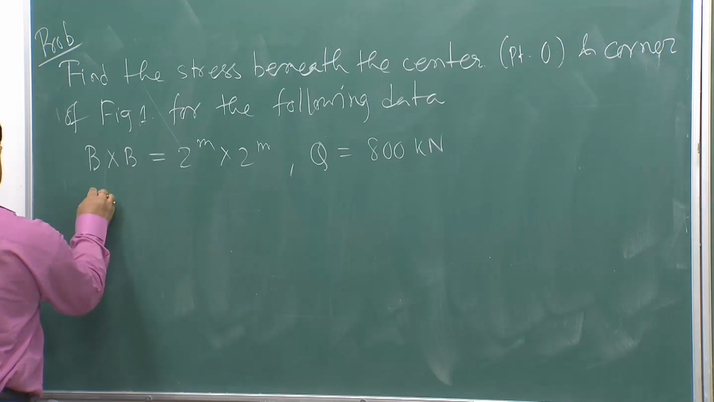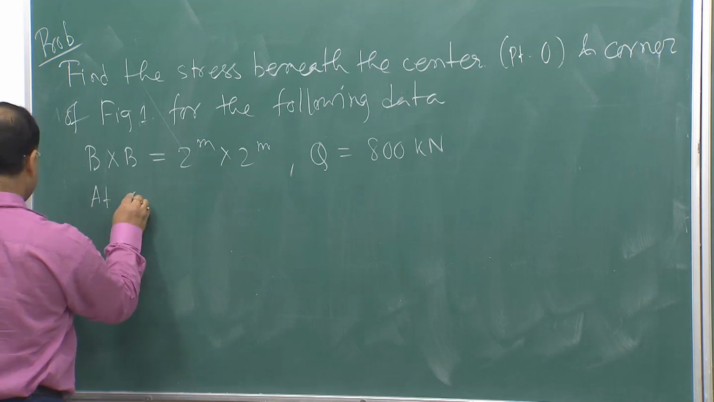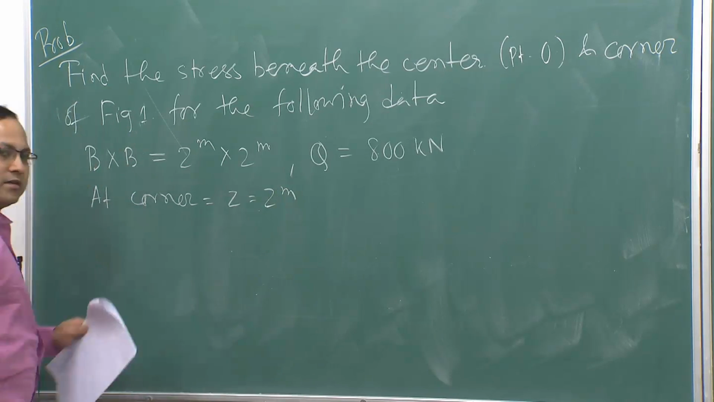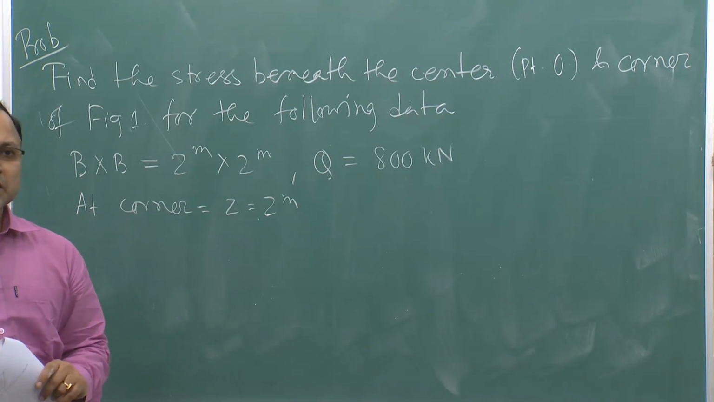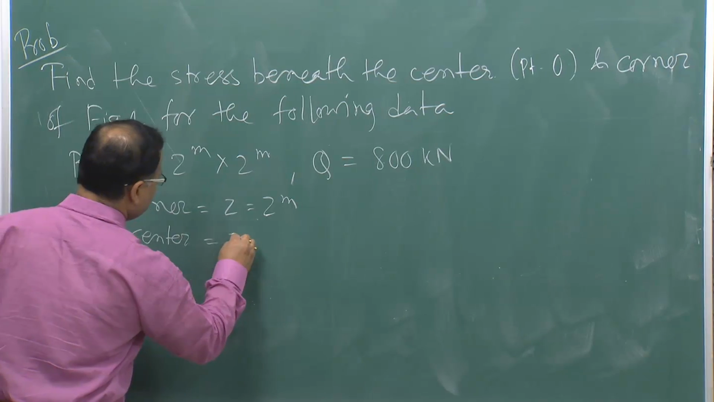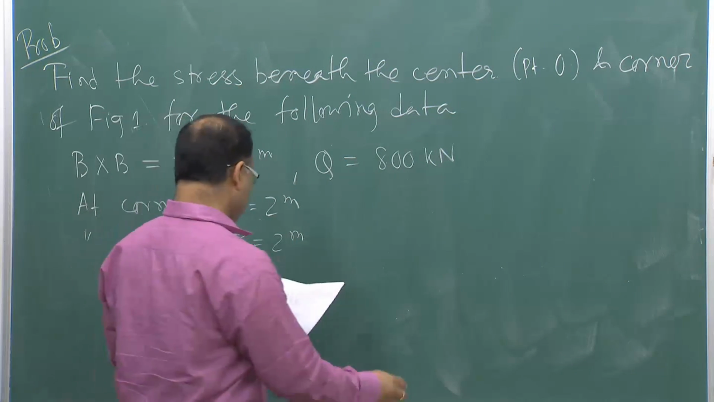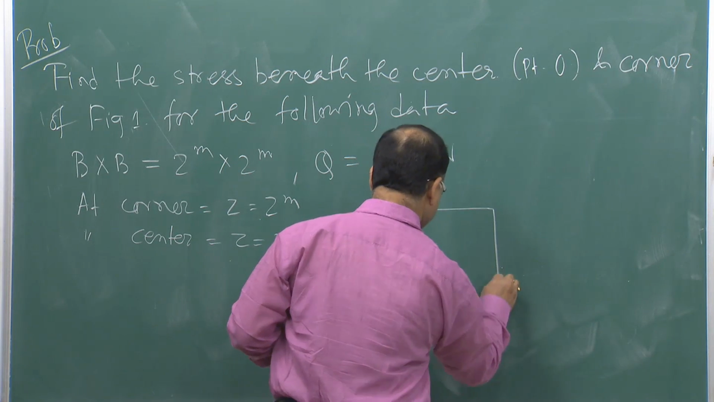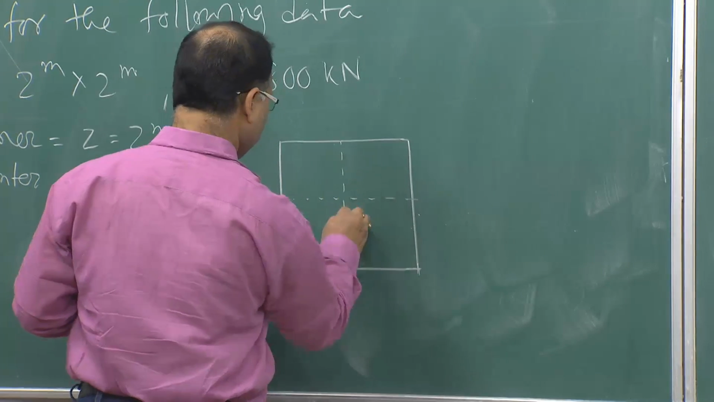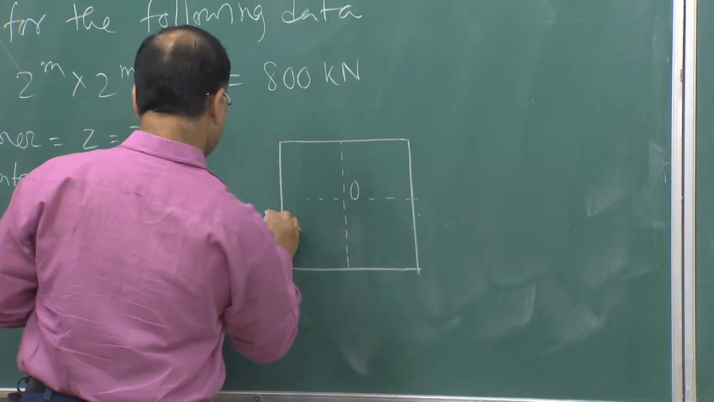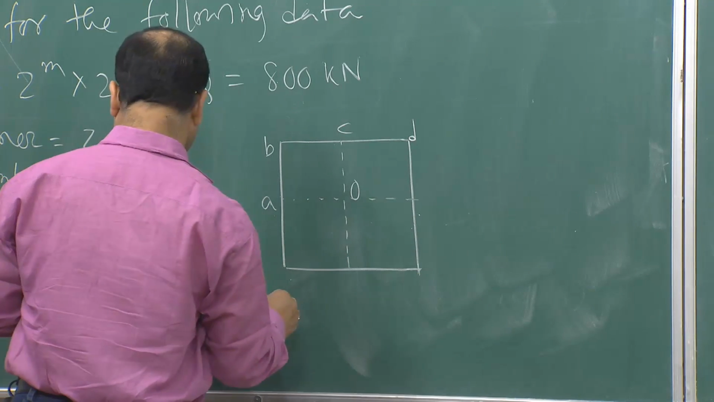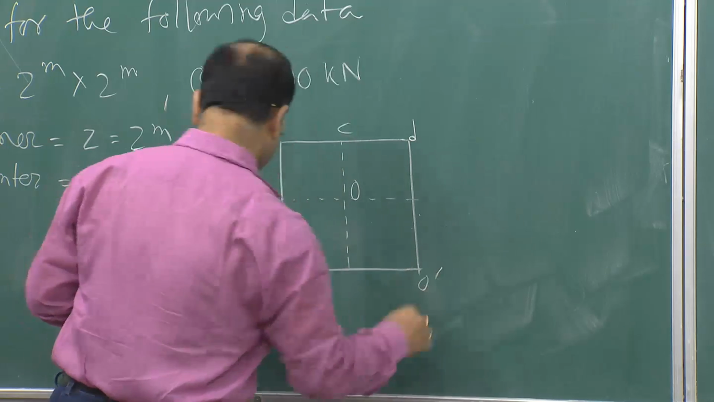okay, and the depth at corner, that is Z equal to 2 meter, that means at depth z equal to 2 meter you need to calculate the stress, right, and at center z equal to 2 meter, and the area looks like this. This is your figure 1, square area A, B, C, D, E, O prime.